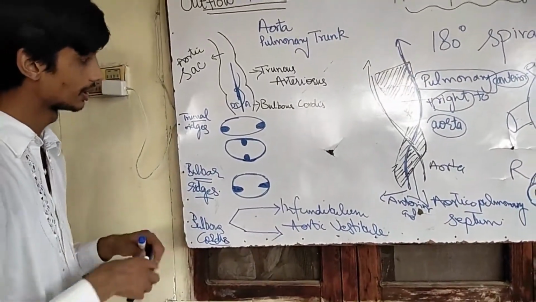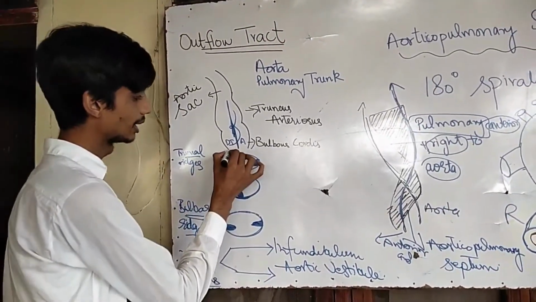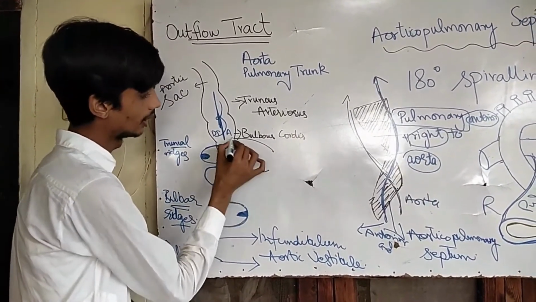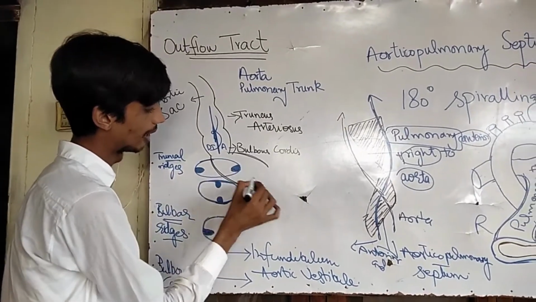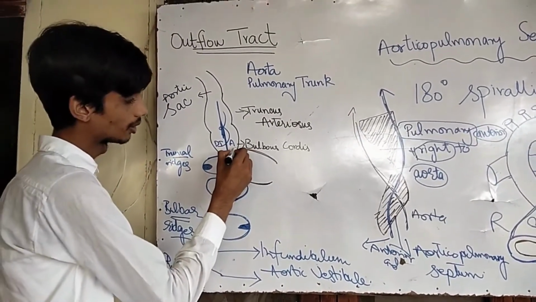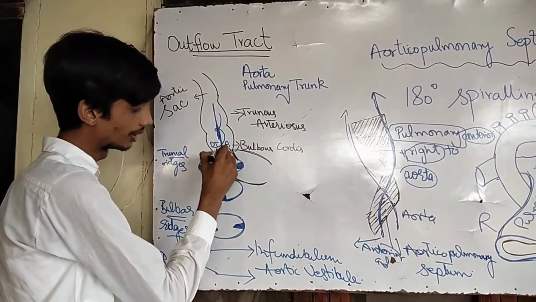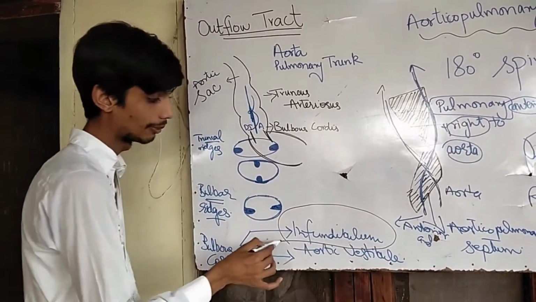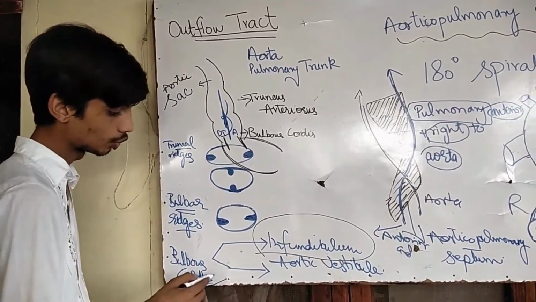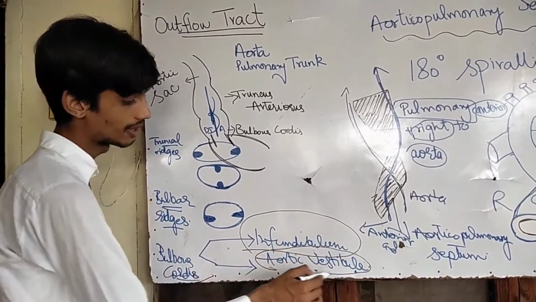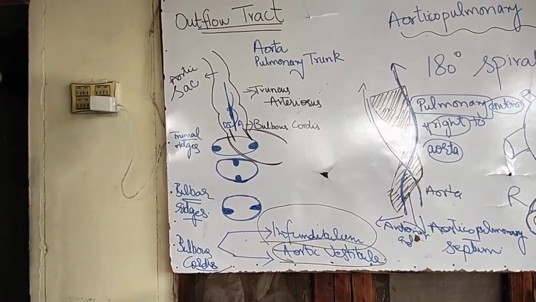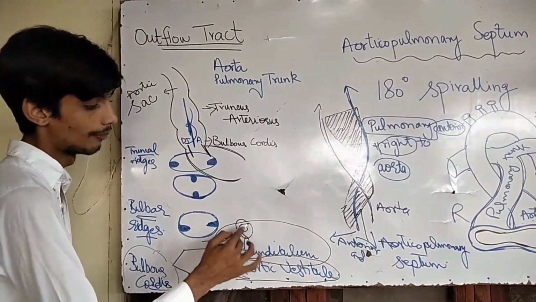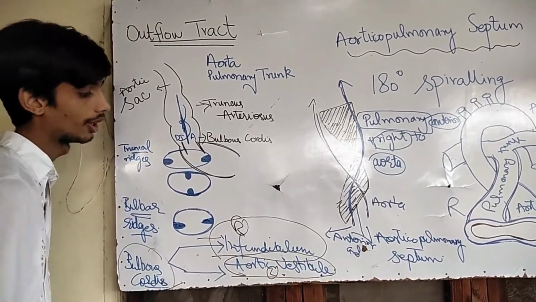And some part of the bulbus cordis, which is lying adjacent to the developing ventricles, also grows towards the ventricles. Those that grow towards the right side form the infundibulum of the right ventricle, and that which grows towards the left side will form the aortic vestibule of the left ventricle. So the bulbus cordis also grows into the ventricles. On the right side it forms the infundibulum, and on the left side it forms the aortic vestibule.